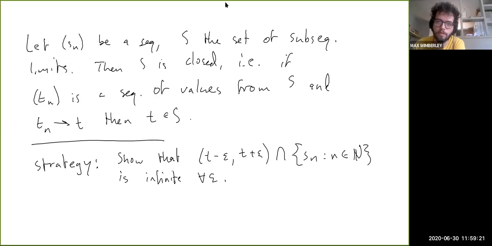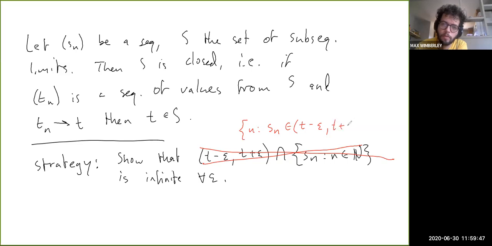Because here I wrote the set of values. So really what we should write, I'll just rewrite it in red, is the set of n for which Sn is in (T minus epsilon, T plus epsilon), just like it says in the statement of theorem 11.2, right? That's what we wanted to show was infinite, not this other expression, because this might not actually be infinite. If the value T gets repeated infinitely many times, this is allowed to be a finite set, okay? So that's all I wanted to clarify. Apologies for the error, but hopefully this makes things clearer.